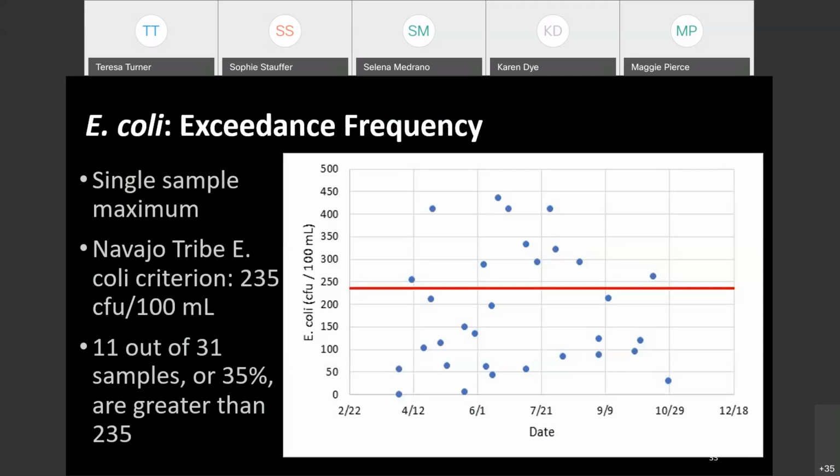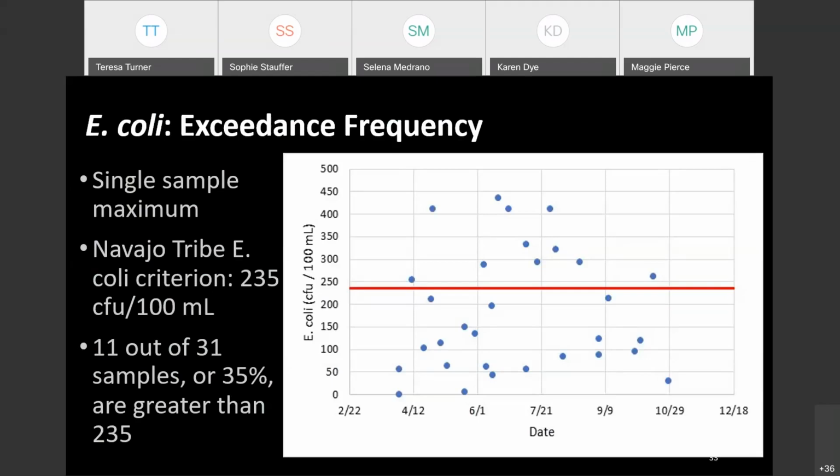Unlike the geomean, there's no duration or frequency associated with the single sample maximum because it's a threshold that's intended to be met at all times. So in this example, we have E. coli on the y-axis, we've got time on the x-axis.